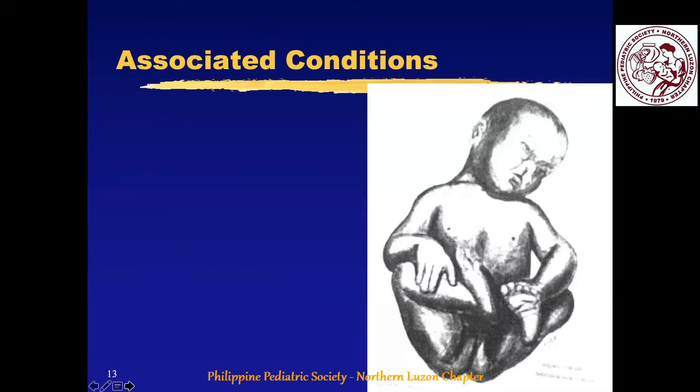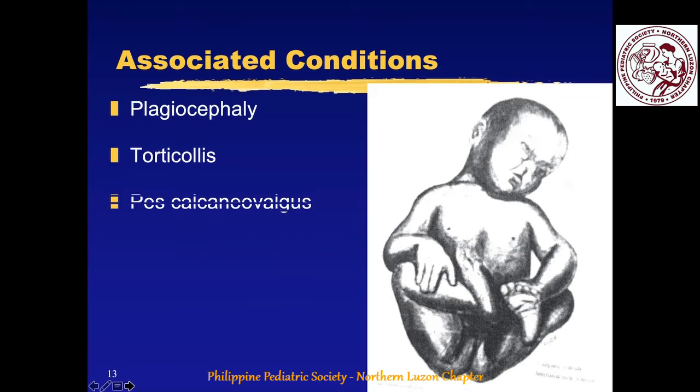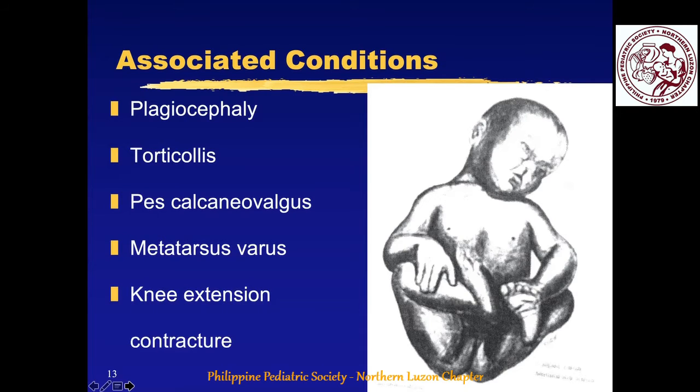So what are the associated conditions which are seen in patients with DDH? This includes the presence of plagiocephaly, or an asymmetric appearance of the face, torticollis, where the neck is bent to one side because of a contracture of the sternocleidomastoid muscle, presence of a pes calcaneovalgus, where the foot is actually deformed upwards, metatarsus varus, and a knee extension contracture. So if the patient is presenting with any one of these other deformities, which is usually more easily seen, we do have to screen them for the presence of a DDH as well.